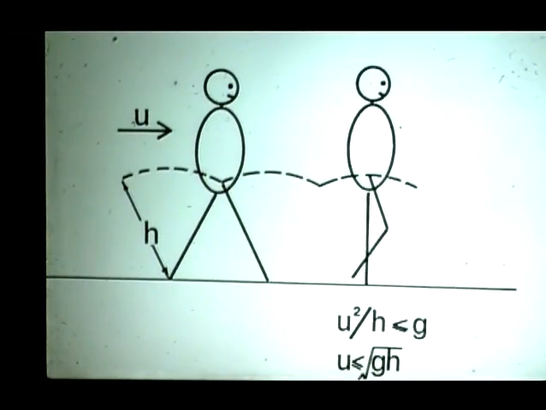Now, what's causing that acceleration? The foot isn't stuck to the floor. There's nothing to produce that acceleration except gravity. So that downward acceleration cannot be greater than gravitational g. u squared over h can't be more than g. Rearrange the thing. The speed can't be greater than the square root of gh.